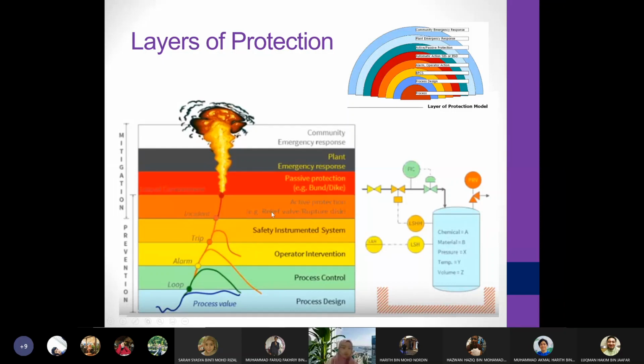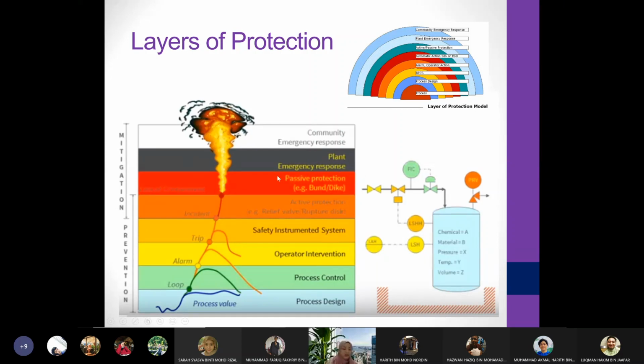Okay. So if that doesn't work, and you still have that fire, you can have a passive protection system such as the bund or the dike. You can have an enclosure. That's why all these operations are normally in an enclosed space. You have walls around it, so that works as a passive protection system, so that you can restrict the fire from spreading.